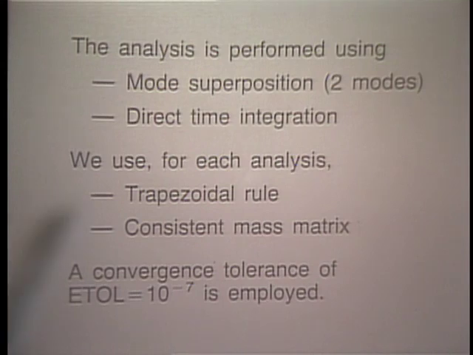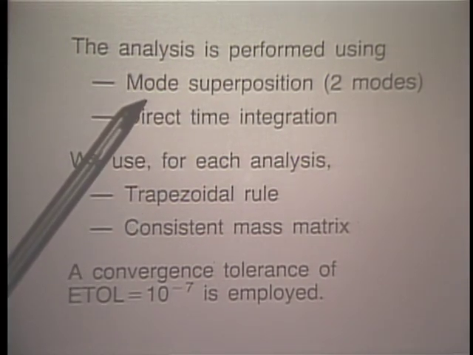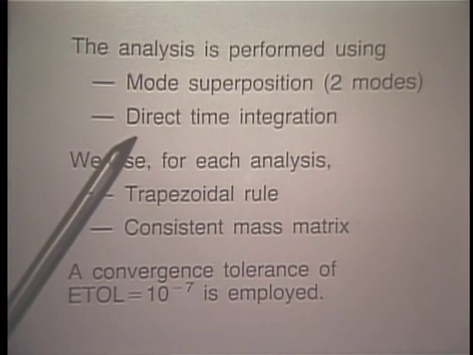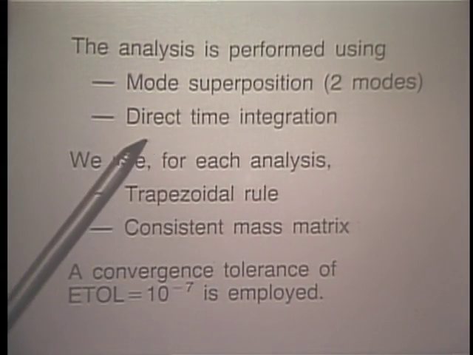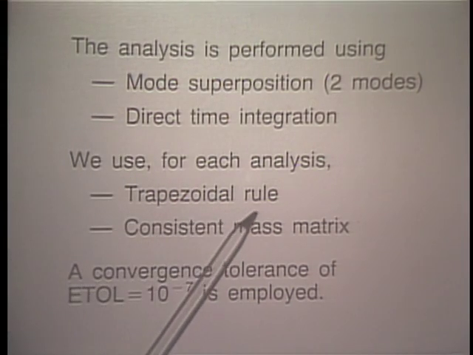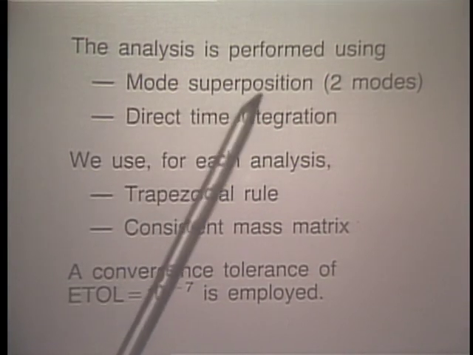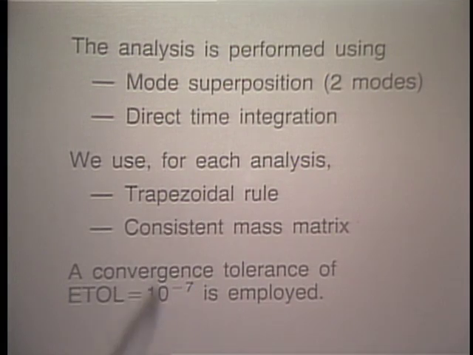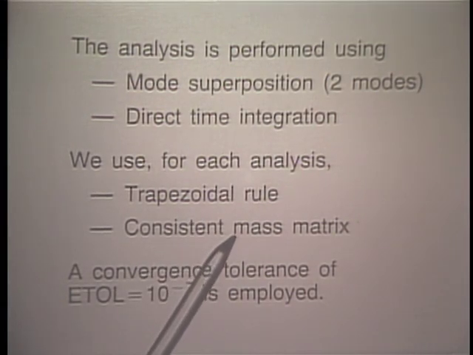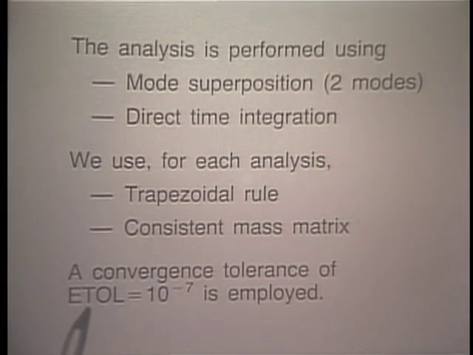We want to compare the response that we predict using the mode superposition procedure, which I discussed earlier in this lecture, with the response that we obtain using a time integration analysis. For the time integration analysis, we use the trapezoidal rule, and in fact, even in the mode superposition, we also use the trapezoidal rule. And for the mass representation, we have chosen a consistent mass matrix. In this particular case, the convergence tolerance E tol was used with this value down here.